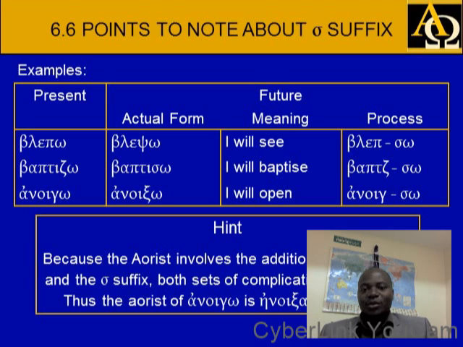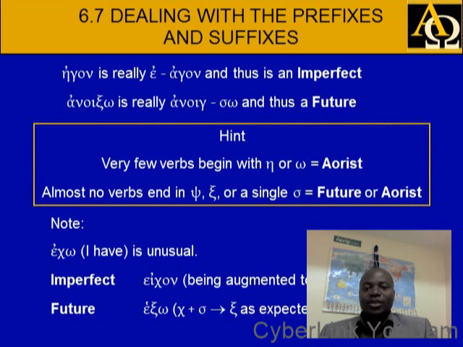The same goes for baptizo, so you must be careful with baptizo. The present is baptizo with a zeta, and the future is baptizo with a sigma. Take note of that. Egon is really ago, thus an imperfect. Anoixo is really anoigo, thus a future. Very few verbs begin with eta or omega, which are equal to aorist, and almost no verbs end in phi, chi, or sigma, future or aorist. Echo is unusual: imperfect eichon, being augmented, future exo as expected.